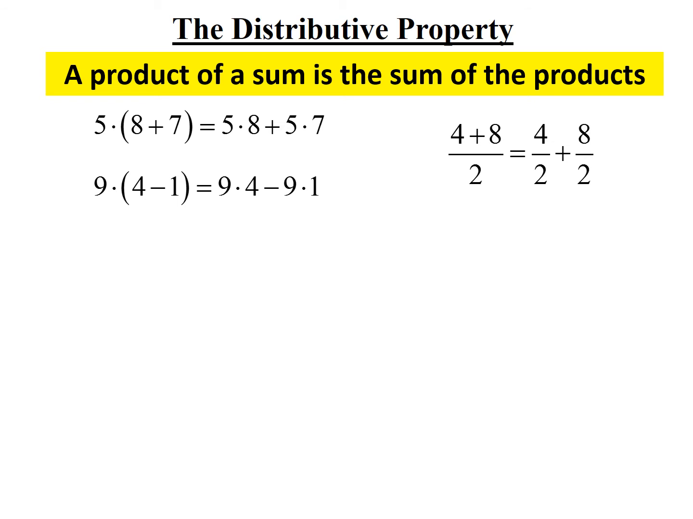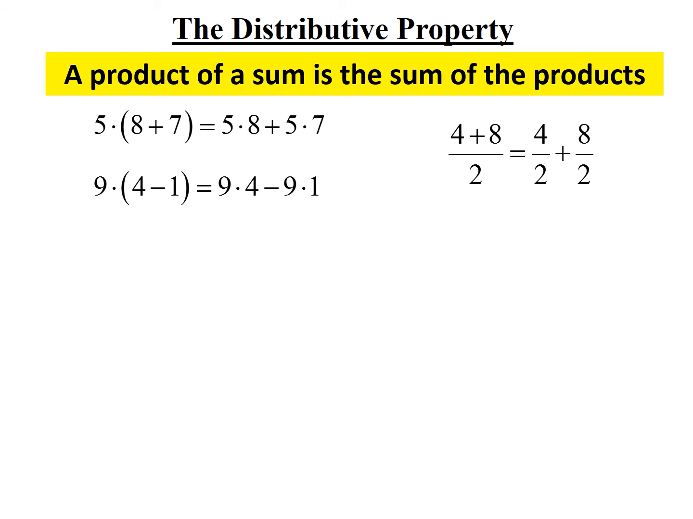If I look at doing this by order of operations on both the left and the right-hand side, I do get the same value. So on the left-hand side, I have 4 plus 8 is 12, divided by 2 is 6. On the right-hand side, I have 4 over 2 is 2, plus 8 over 2 is 4. 2 plus 4 is 6.